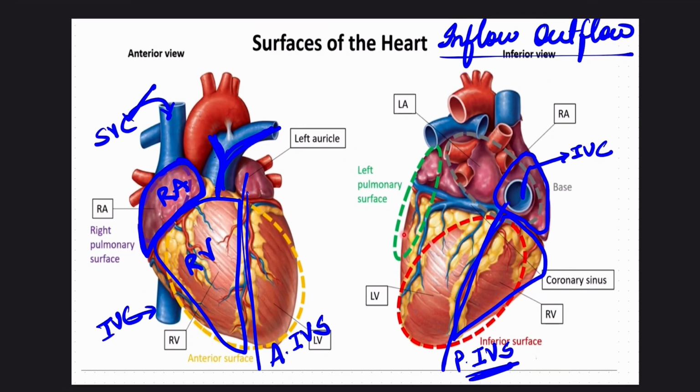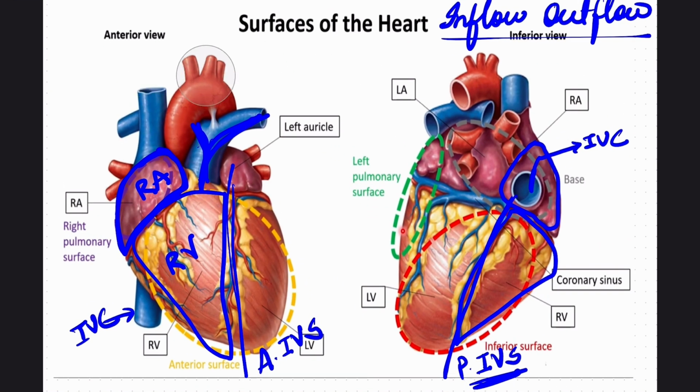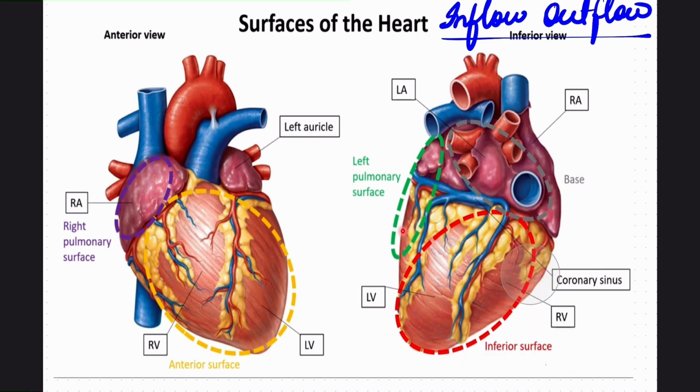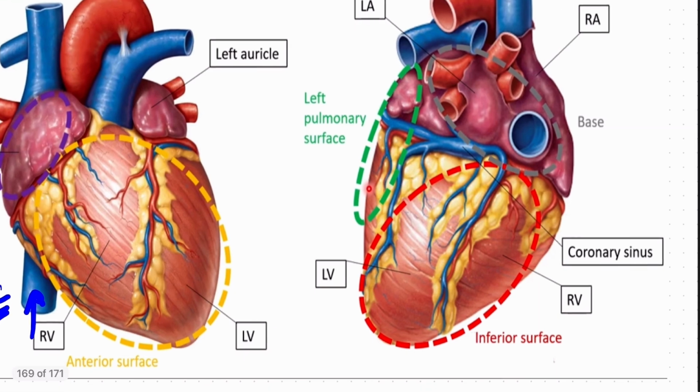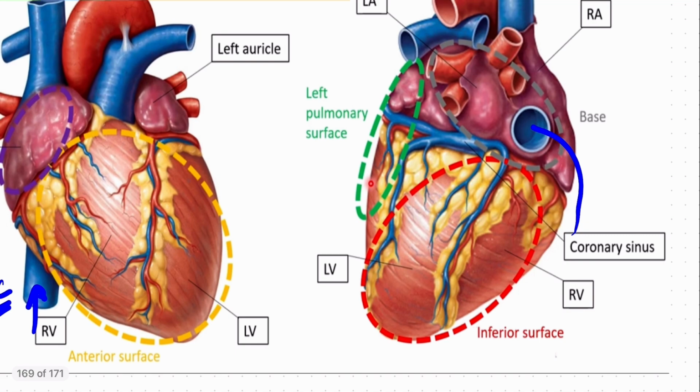Now let us begin the autopsy technique. For the right side of the heart, to enter into the right chambers, the main entry point is from the IVC. IVC is the entry point. The initial cut is made in the IVC. You enter through the posterior surface of the heart. From the posterior surface, through the IVC, you enter into the right auricle or the right atrium.